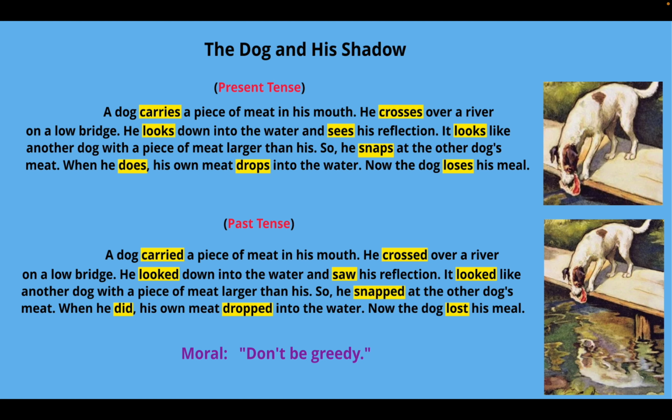So the past tense of carry is carried, cross, crossed, look, looked, see, saw. This is an irregular verb. Look, looked, snap, snapped, does, did, drop, dropped, loses, lose is lost. The past tense of lose is lost. This is also an irregular verb.